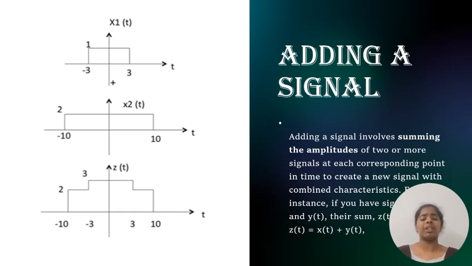The summation is z of t equals x of t plus y of t. Let's see it more clearly in the picture. Here x of t is a rectangular signal from minus 3 to 3 with amplitude 1. y of t is from minus 10 to 10 with amplitude 2. z of t is the addition of the two. It represents minus 10 to 10 at amplitude 2 first, and at amplitude 1, which gives a total amplitude of 3.